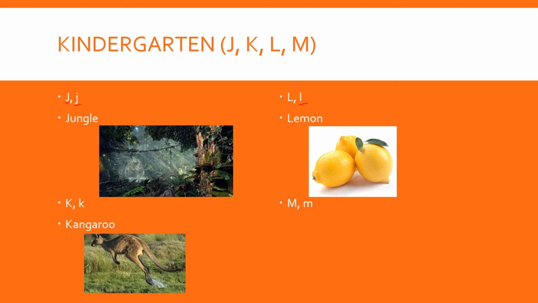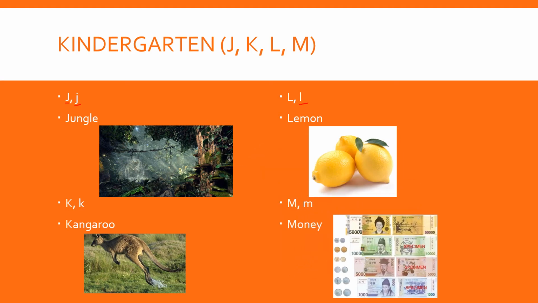Okay, next we have letter M. Letter M says mmm, mmm. I just ate something really good. It's good. All right, letter M says words like money, money.